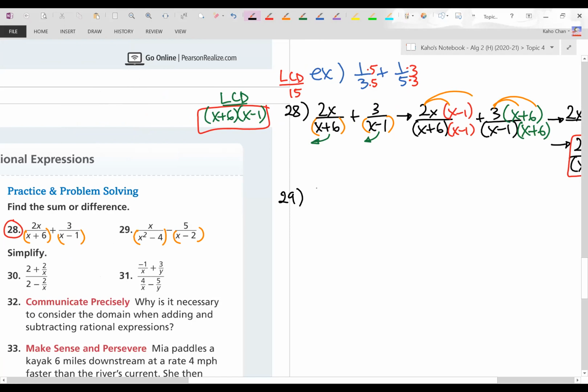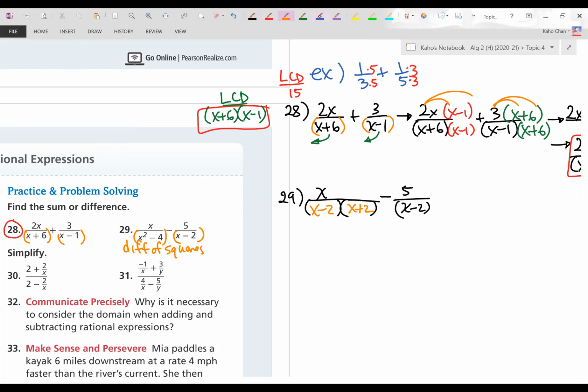X over, now this is interesting. I have an x squared minus 4 that can be factored and broken down. It hasn't been yet. X squared minus 4 is the difference of squares. That's simply x minus 2, x plus 2. Yay. Take a look at the denominators. My LCD is staring at me. X minus 2 is the common factor, but the x plus 2 is missing. I got to bring that over.